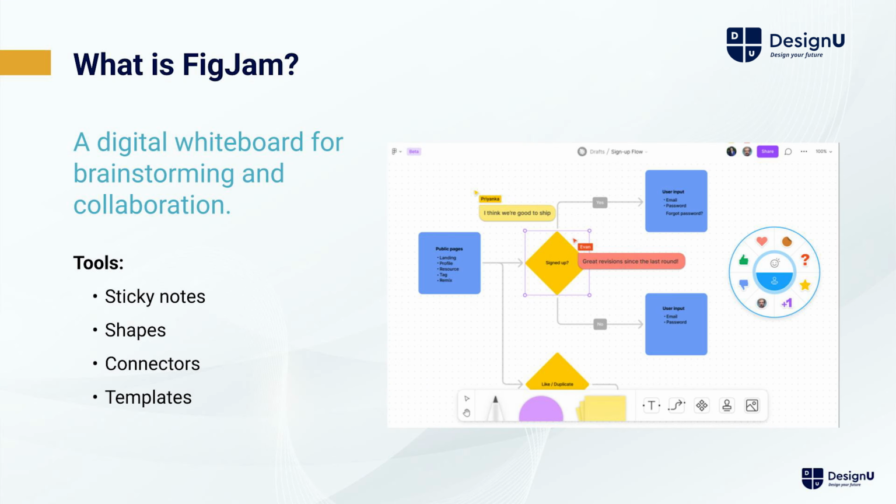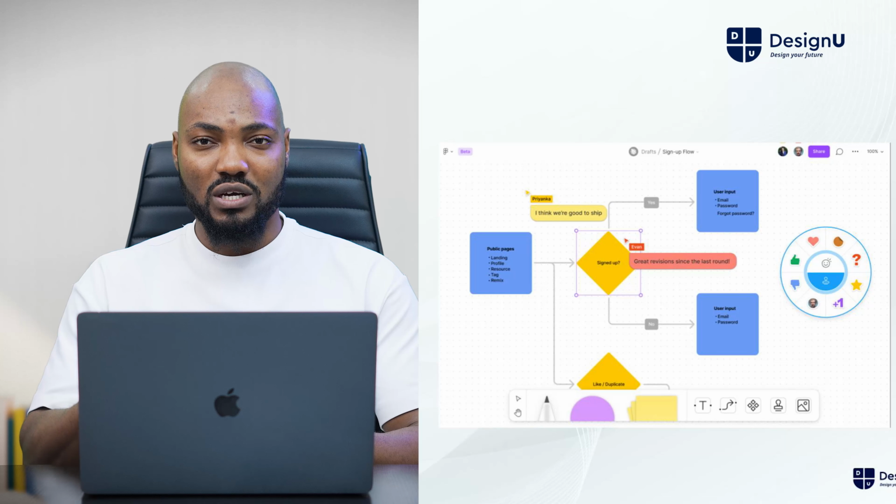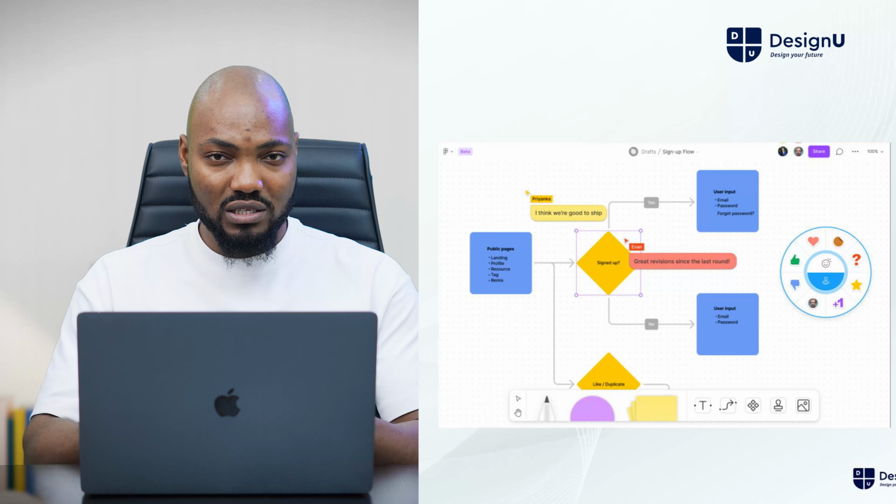So what is FigJam? FigJam is a digital whiteboard solution that is used for brainstorming and collaborating. It's where your teams come together, you outline your ideas, you put them on your whiteboard. It's like your whiteboard with your marker. You can draw, you can connect things together. You brainstorm with your team. You can invite every member of your team onto FigJam, and everybody can provide feedback, they can give ideas, they can essentially pick your solution apart and bring forth something actually good that everyone is aligned with.